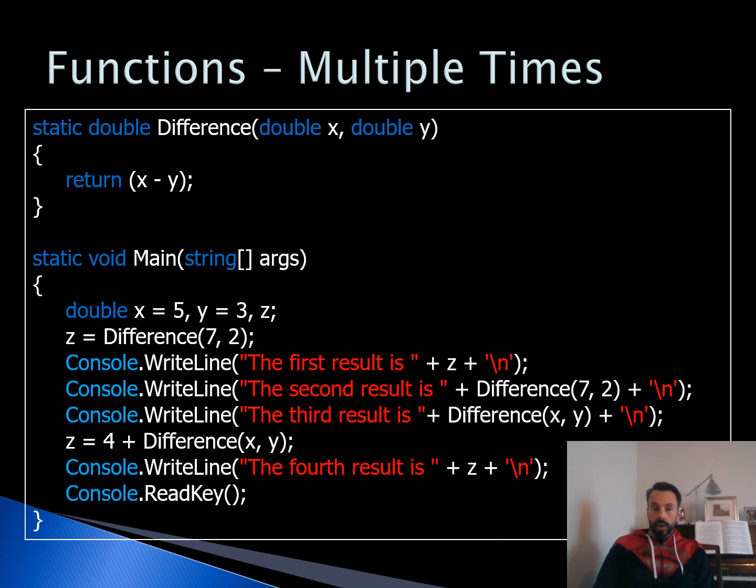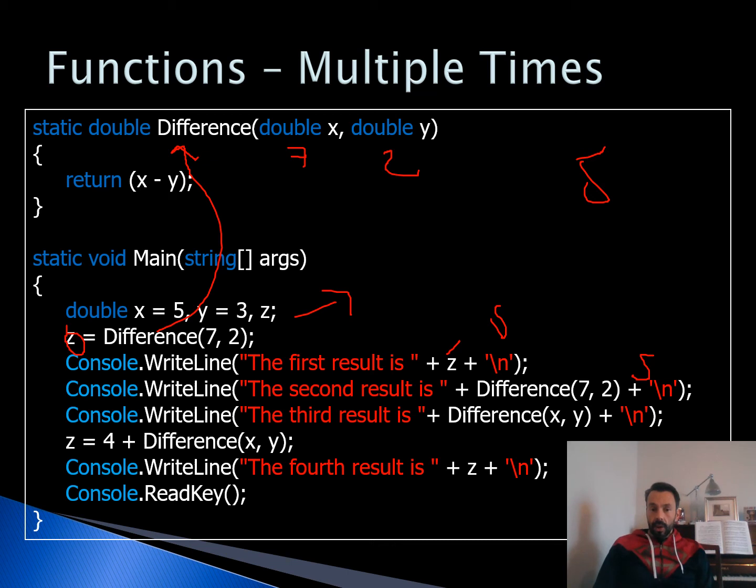So you're declaring three doubles here. x is assigned to 5, y is assigned to 3, and then z is the difference of 7 and 2, passing in 7 and 2, which will of course give you a 5. So the first result should in fact be 5. The second result is the difference between 7 and 2, more or less hardwiring them in. So it's going to give you 5 again.